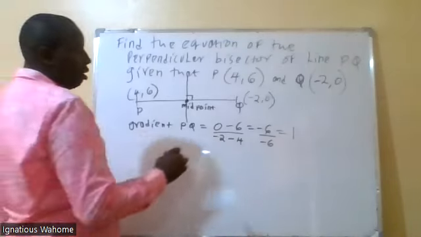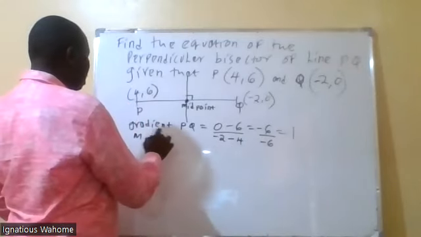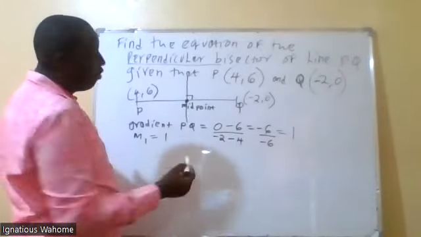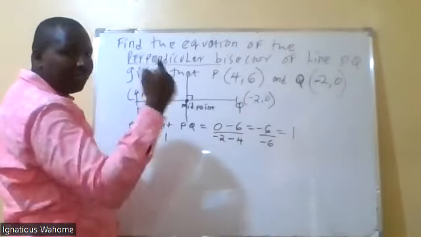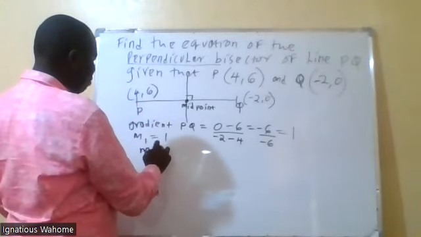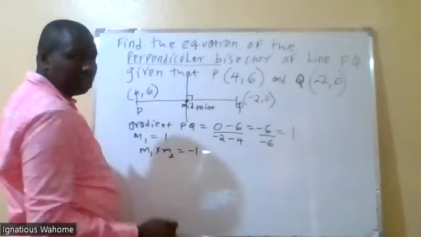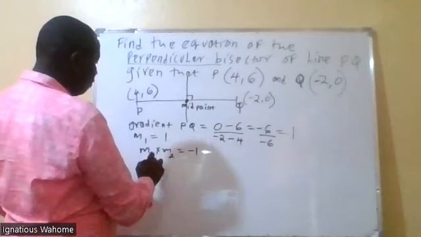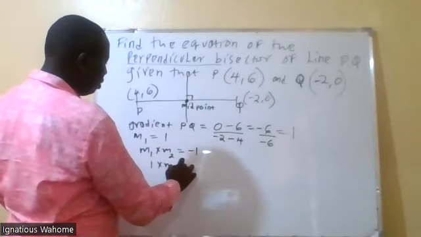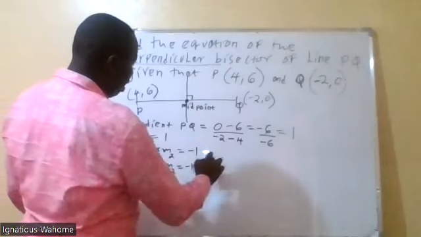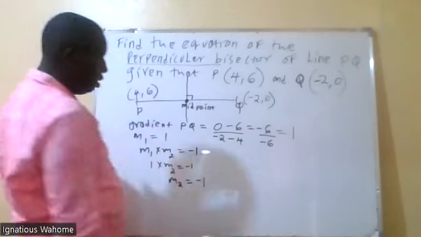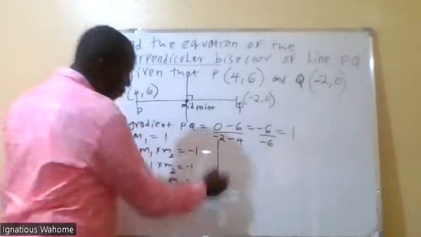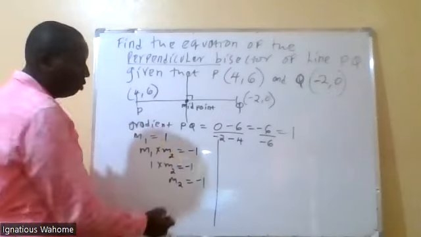Then the next step, that is M1, gradient 1. Because here is the keyword, they are perpendicular. Before you even go to the midpoint, you should know that the concept of perpendicular is M1 times M2 equals -1. These two lines are perpendicular. Then bisector, it is passing through the midpoint of PQ. So M1 is 1 times M2 equals -1. So therefore, our M2 in this case must be -1. So then we have M2 now.